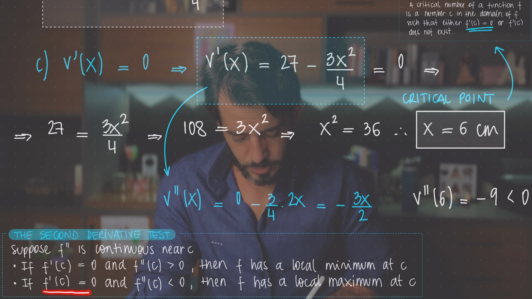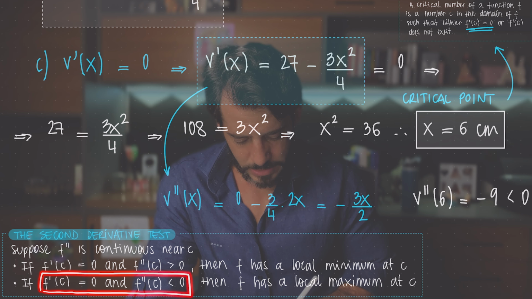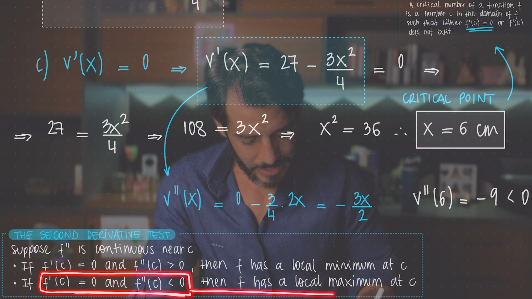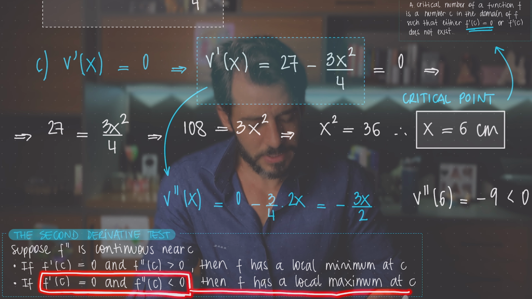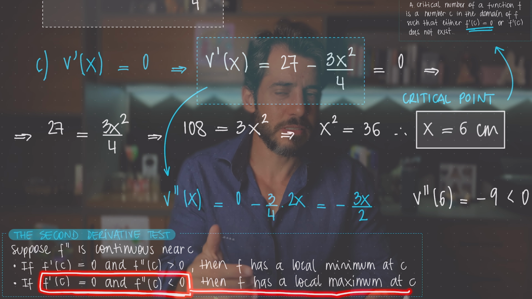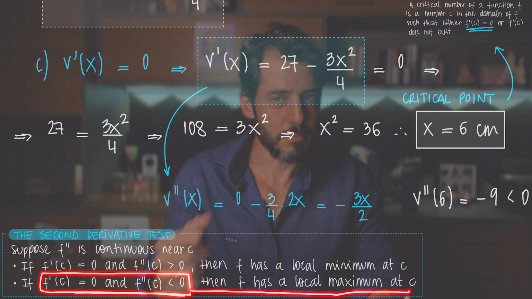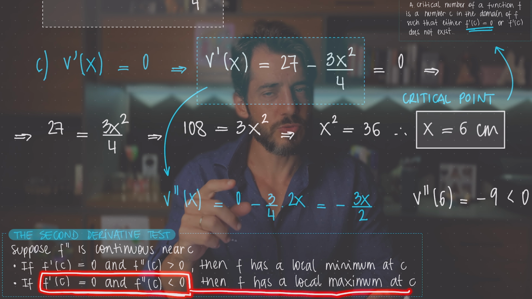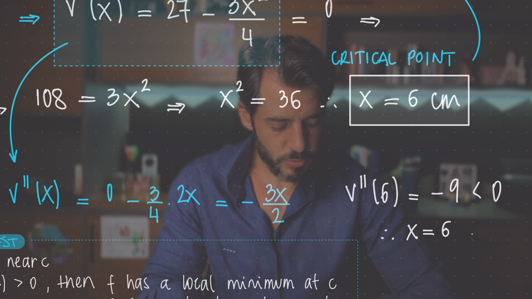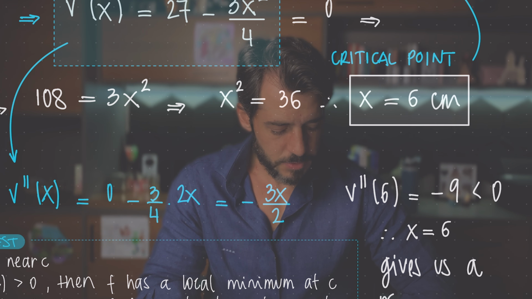If we have c as a critical point and the second derivative at c is less than 0, meaning it is negative, then f has a local maximum at c, which in this context means that the volume is a max when x is equal to 6. So therefore, x equals 6 gives us a maximum volume.